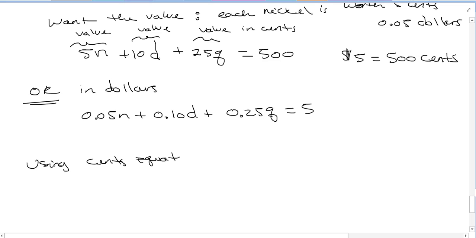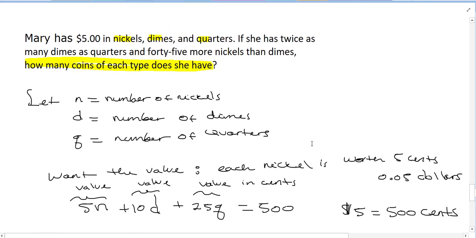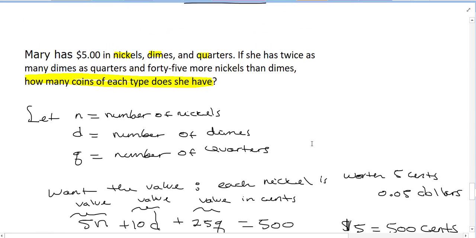So using the cents equation, I'm going to have 5n plus 10d plus 25q equals 500 cents. But I can't really do anything with that, right? I have three variables, so I can't solve for either one of those. So let's go back to the problem. And this is where I say you have to read it multiple times, right?